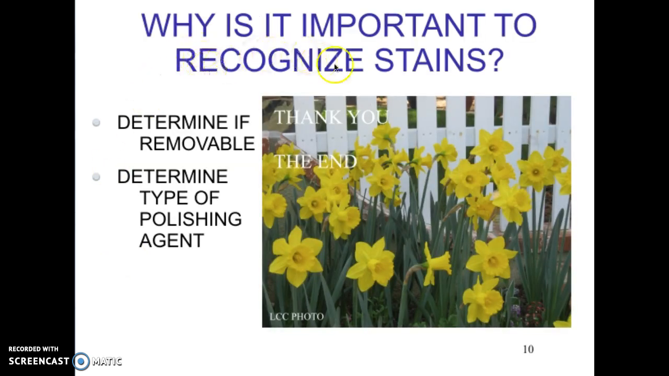So why is it important to recognize stains? As an RDA in California, if we're asked to coronal polish, it's important that we recognize whether a stain is extrinsic or intrinsic. You don't want to be burning up a tooth trying to polish away a stain that is intrinsic. Also, we have to determine the amount, the type of polishing agent. So does this stain require just a fine polishing agent or abrasive, or a medium or a coarse abrasive? So the type of polishing agent.